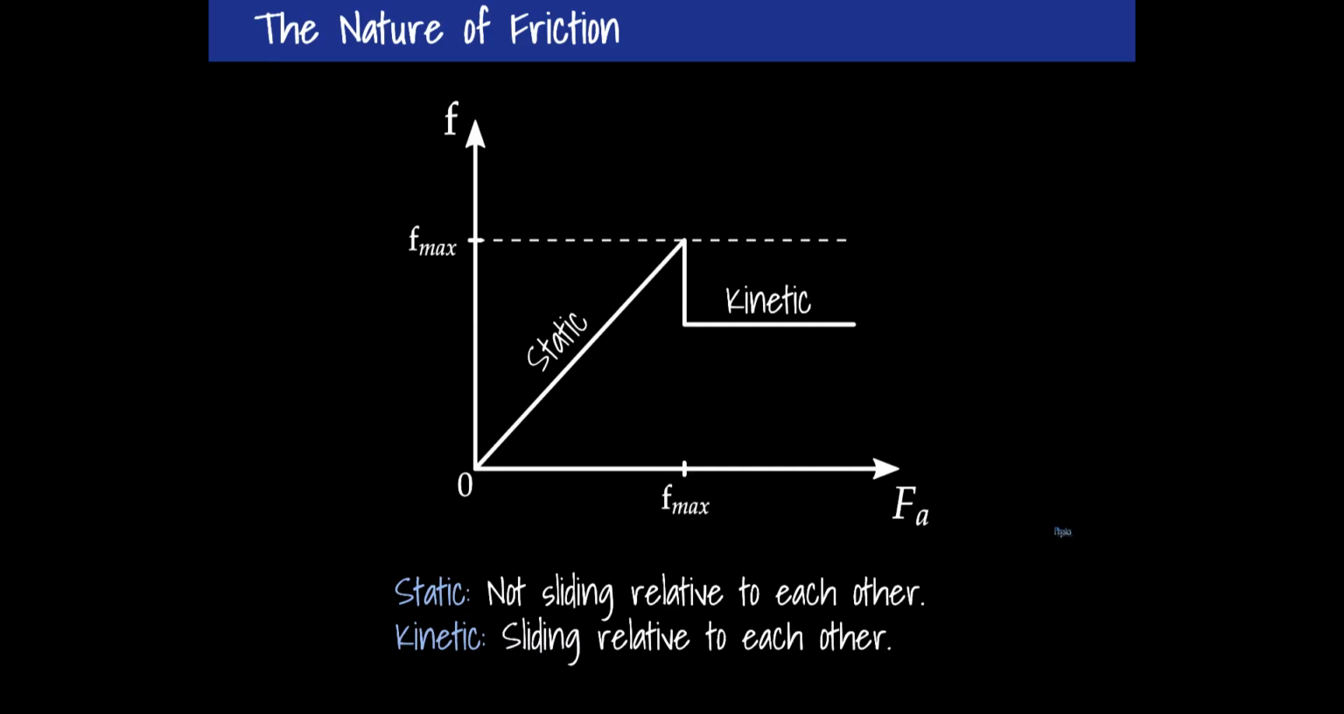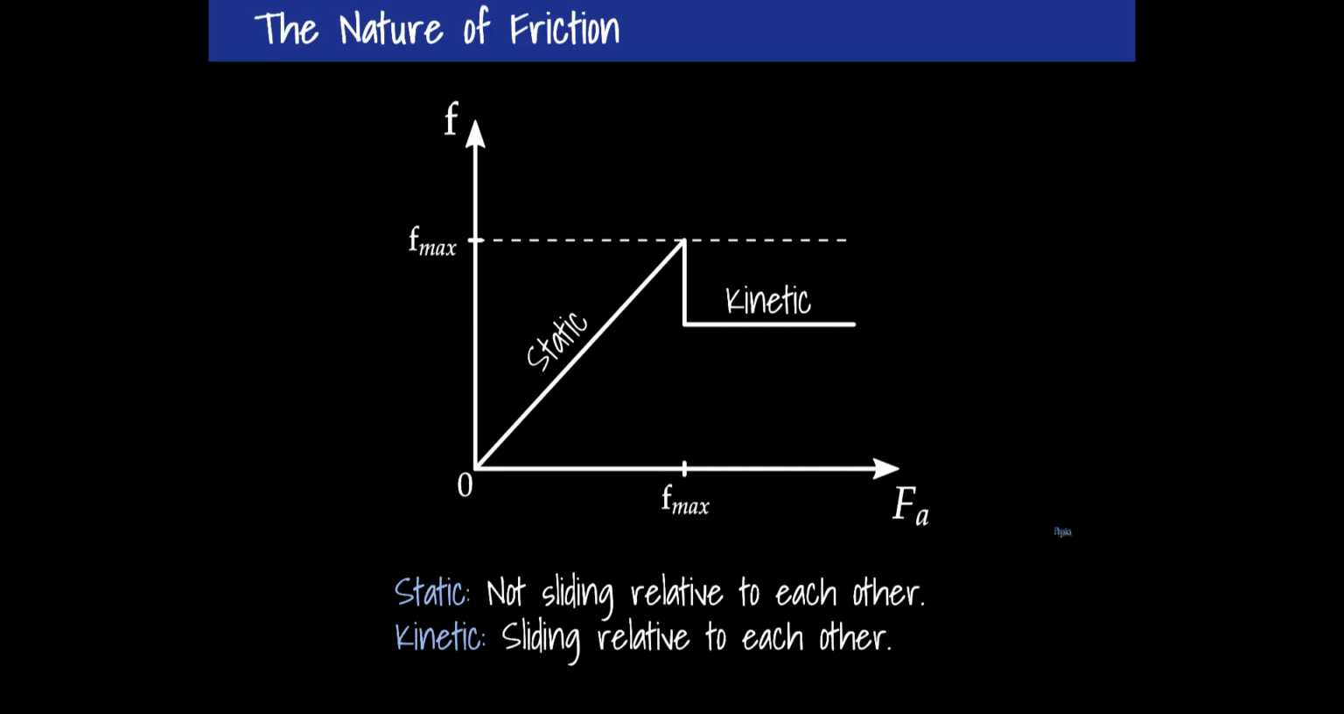And so I pull and I pull and I pull, and the force gets larger and larger and larger. And for every newton of force that I exert, the friction responds with an equal number of newtons in the opposite direction. But it can't go on forever. I eventually reach a point where the friction force gives out and the block breaks free and starts to slide.